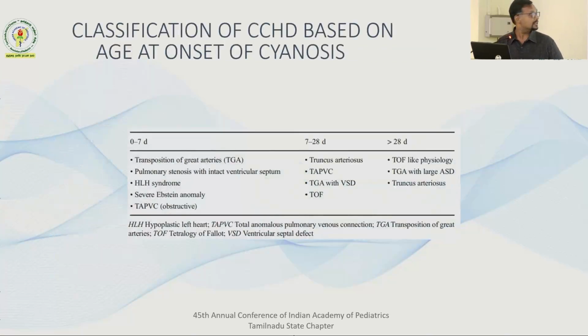So classification is like, early in the first week, 7 days to 28 days, and beyond 28 days. In the first week, we think most commonly of transposition of great arteries, whereas there is a balanced mixing, pulmonary stenosis with intact ventricular septum, or pulmonary atresia with intact ventricular septum, HLHS, severe form of Ebstein's, and obstructed TAPVC. Beyond a week, we have truncus, TAPVCs, TGA with VSDs, and classical TOF, and usually tetralogy of Fallot and TGA with large ASDs presents beyond a month's time.